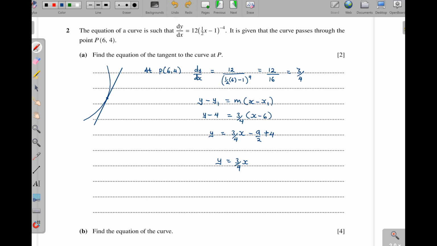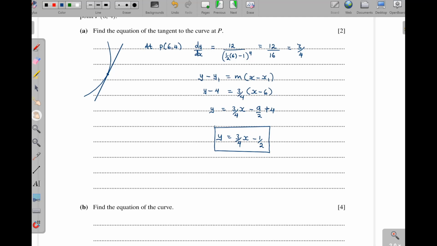8 minus 9, you get -1. So that will be -1 over 2. That becomes the equation of the tangent. And then part B, find the equation of the curve.